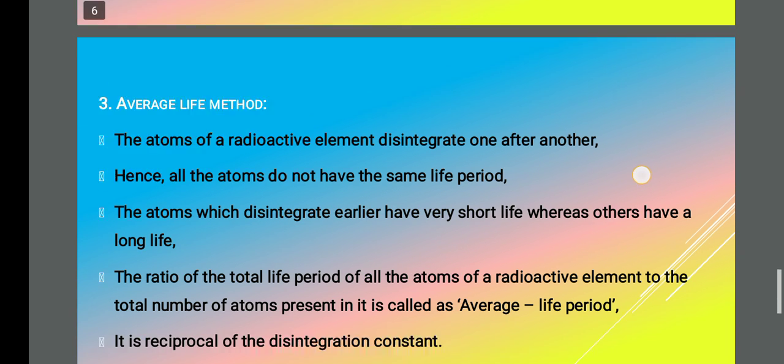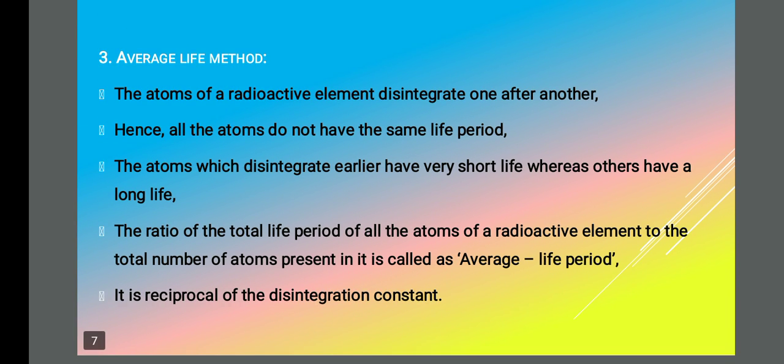So now I'll go with the third one. Third is called average life period. What I mean by average life period is, radioactive substances disintegrate one after another. Hence all the atoms do not have the same life period. The atoms which disintegrate earlier will have a short life, whereas others will have a long life. The ratio of the total life period of all the atoms of a radioactive element to the total number of atoms present in it is called average life period.